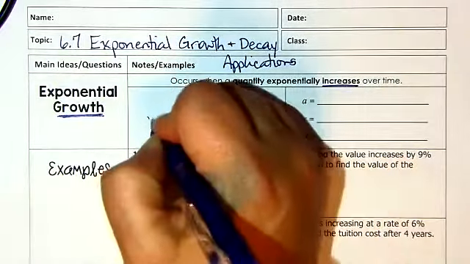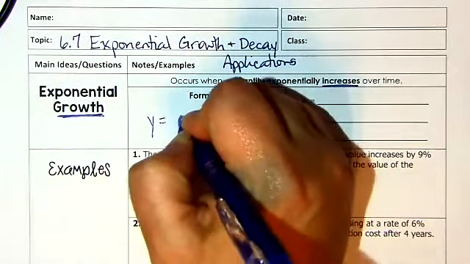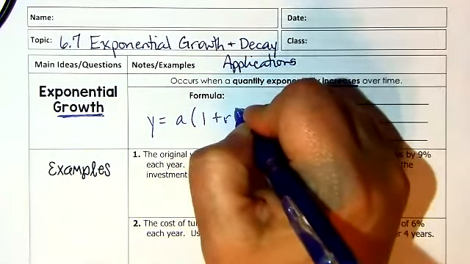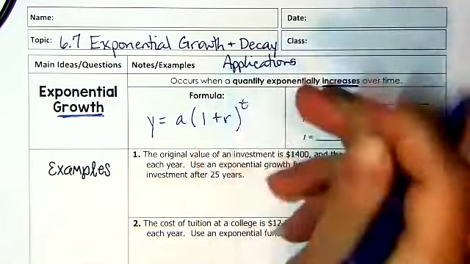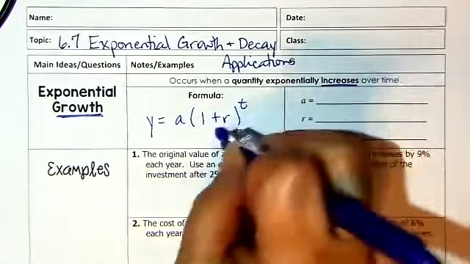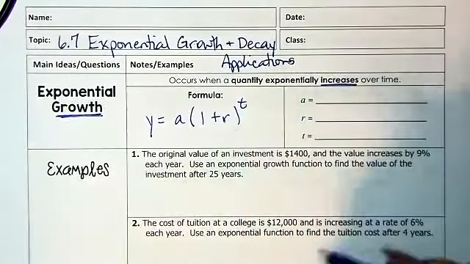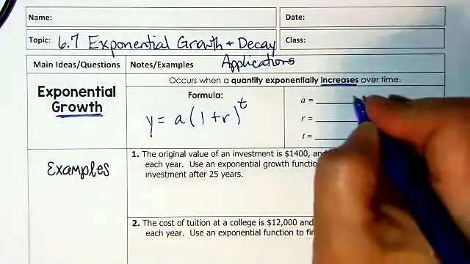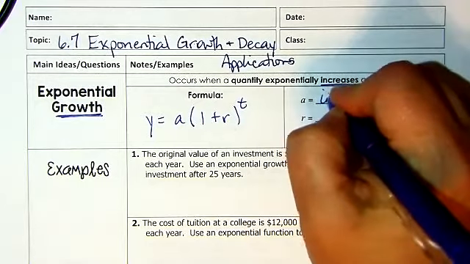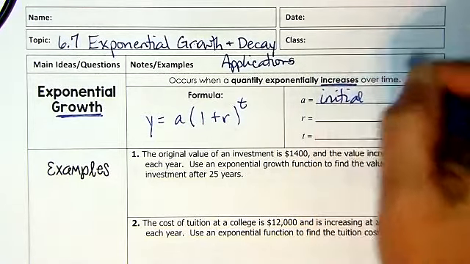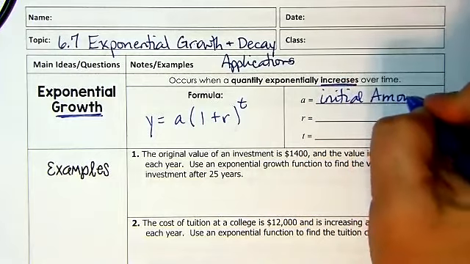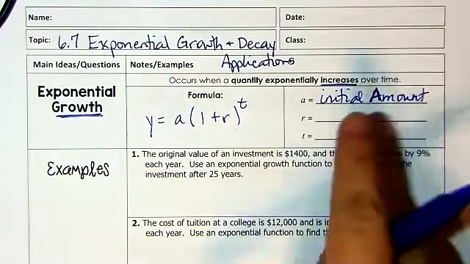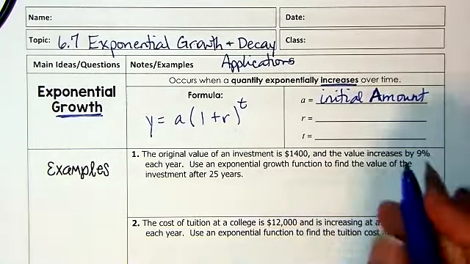And that formula is y equals a times 1 plus r raised to the t. What you may notice is that this is extremely similar to the compound interest formula, which is a form of exponential growth. The a stands for the initial amount. The a is the amount reference, but it's the initial amount. It's what you start with.